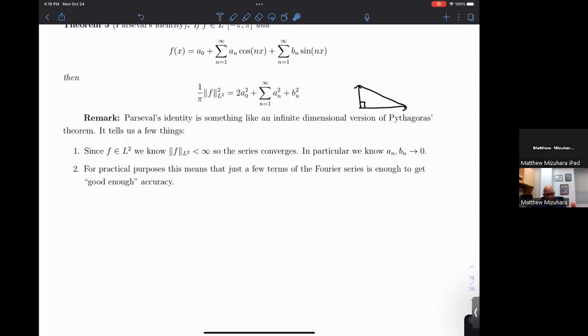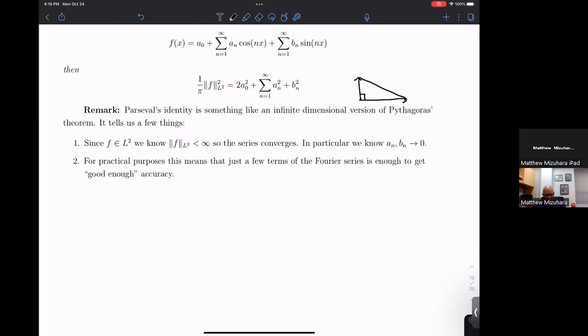So first, since we start from an L2 function, the L2 norm must be finite by definition. And so this tells us in particular that this series must converge. And that the series converges implies that these a_n and b_n must go to 0. So practically speaking, this must mean that just a few terms of the Fourier series must be enough to get good accuracy for practical computations. And we have seen that in all the simulations we've done in class together, that just taking a few terms of the Fourier series is often enough to get pretty good agreement between the approximations of the Fourier series and the true function itself.